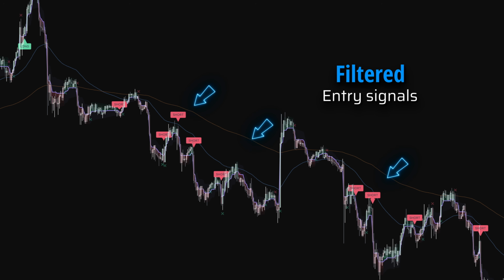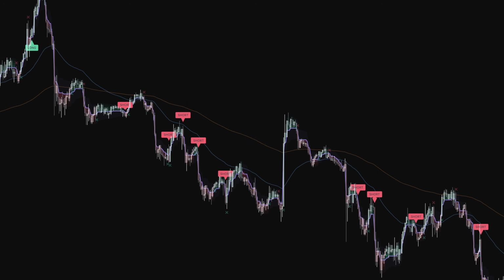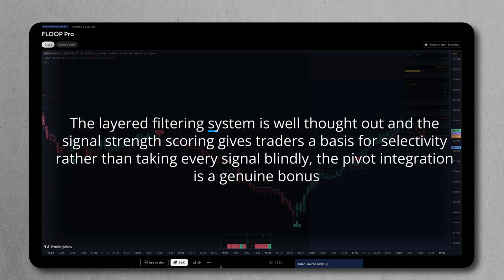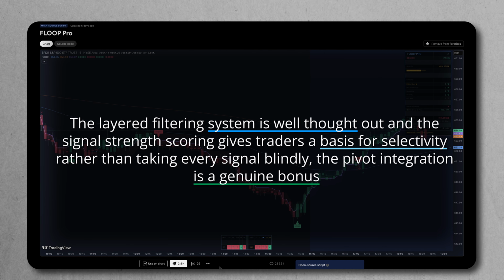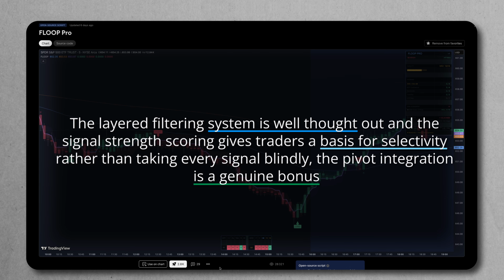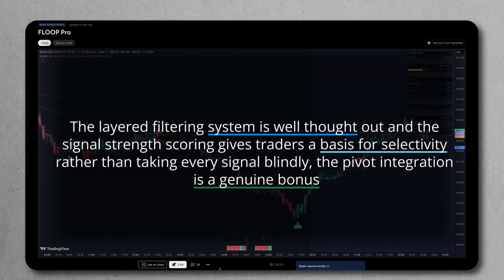Blocking signals during low ADX and high choppiness conditions meaningfully reduces whipsaw entries that a raw range filter would otherwise produce. The layered filtering system is well thought out, and the signal strength scoring gives traders a basis for selectivity rather than taking every signal blindly. The pivot integration is a genuine bonus.